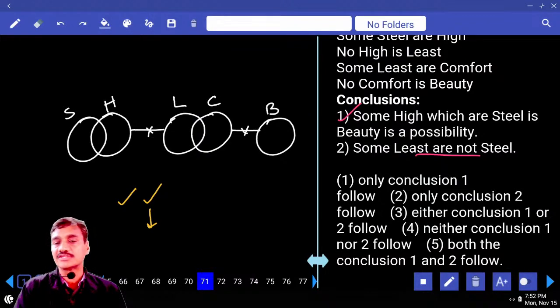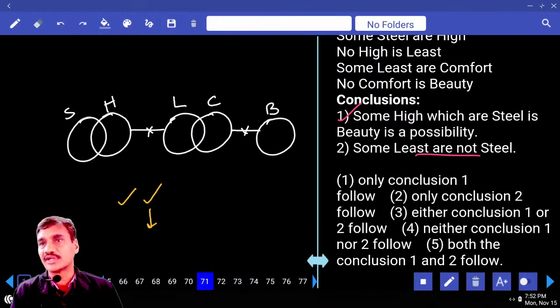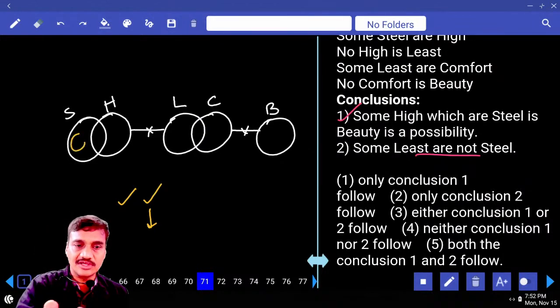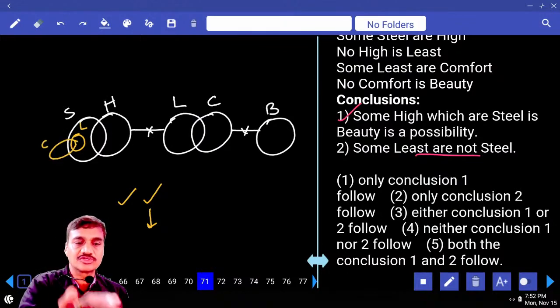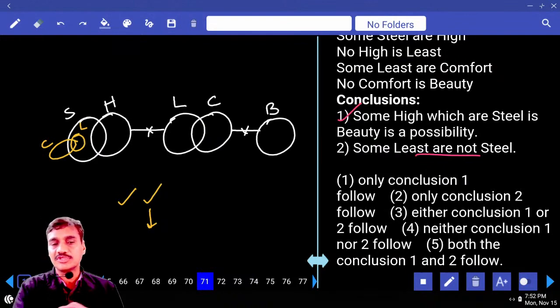All least are steel. Least and steel lo mana rayacha leda cheppandi. Least and steel lo rayacha ela draw chestam. This entire least will be here, and least is here along with this least. This C will also come. Avuna kadandi. Ippudu vachindi anukondi C ki H ki mazir intersection ippudu kuda ledhu.